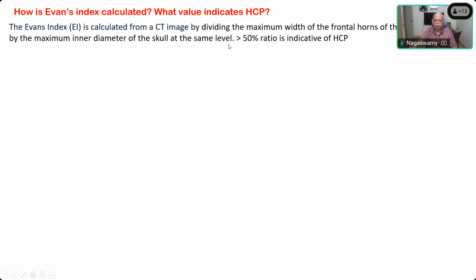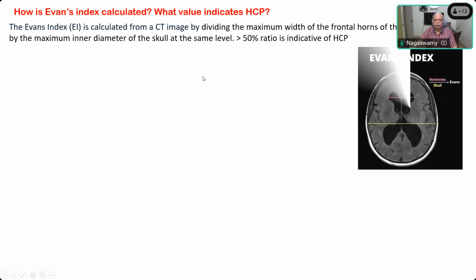It is not biparietal, it's at the same level. More than 50, it is something like a cardiothoracic ratio in your chest X-ray, where you try to assess the cardiomegaly by taking the transverse diameter of the thorax and the transverse diameter of the heart shadow. Similar to that, this is the Evans index.